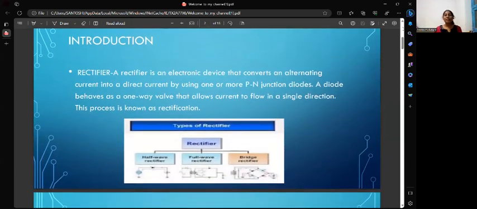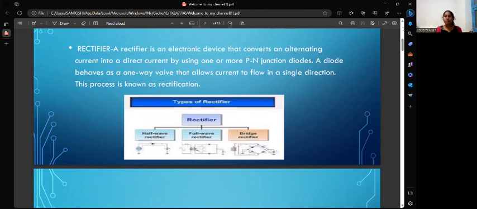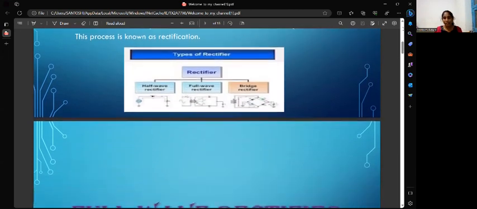Introduction. What are rectifiers? A rectifier is an electronic device which converts an alternating current into a direct current by using one or more PN junction diodes. A diode behaves as a one-way valve that allows current to flow in a single direction. It mainly consists of two types, full wave rectifier and half wave rectifier.